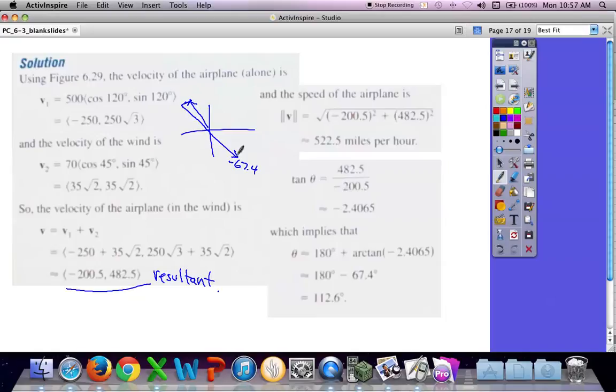But remember, how do we find another place where tangent has the same value? You add 180, right? It's always straight across the circle. So if it equals that at negative 67.4, if you add 180, you're going to find the angle that we're looking for. That's what they do there. There's where the 112.6 comes from.